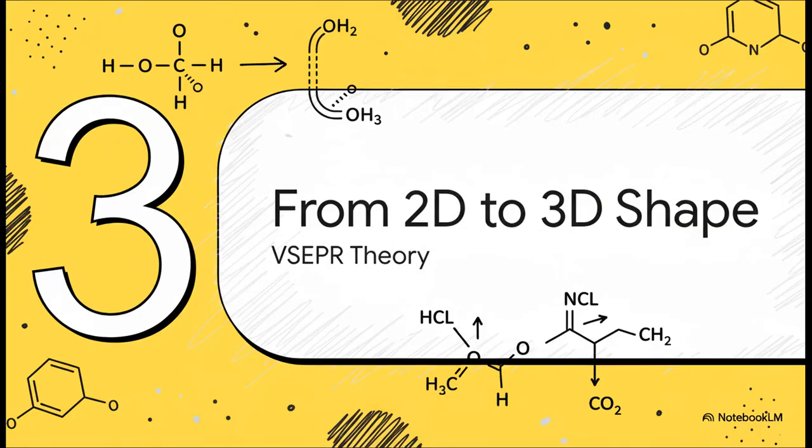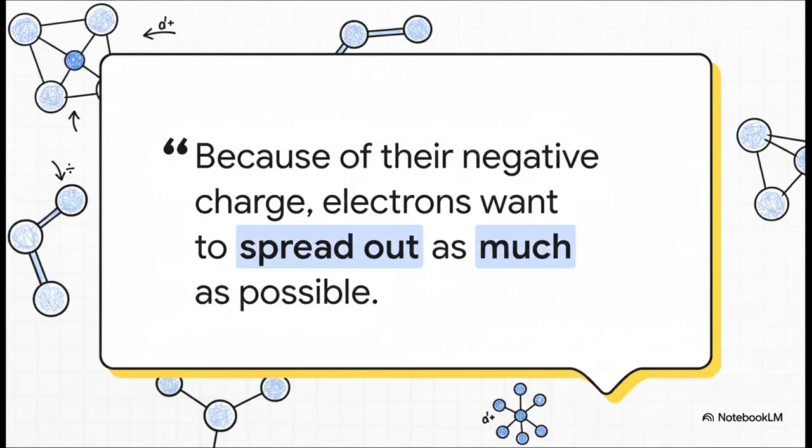We're going to take this thing and make it pop into 3 dimensions. And this is where the magic happens, all thanks to one really simple but powerful idea. It all boils down to this. Electrons are negatively charged. And just like those magnets you played with as a kid, they repel each other. They push each other away. In a molecule, they will always arrange themselves to be as far apart from one another as possible.